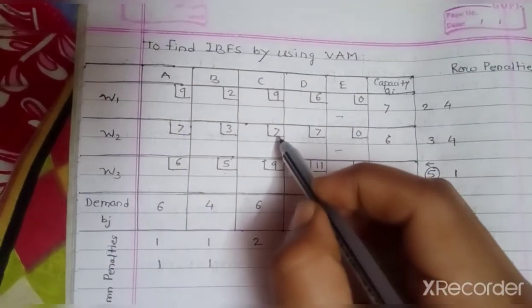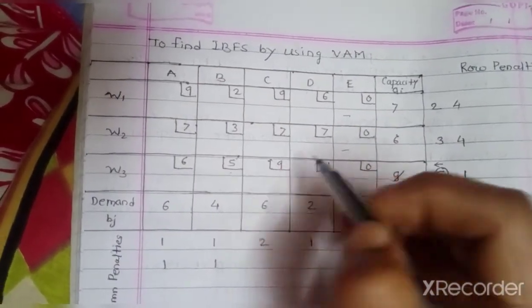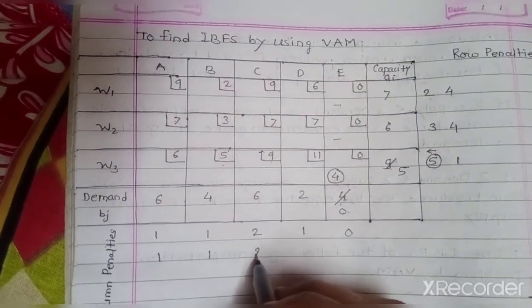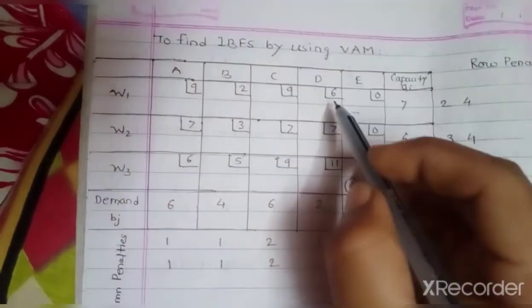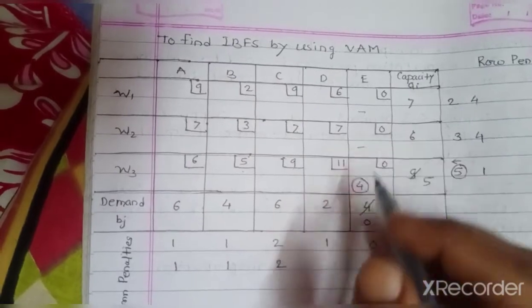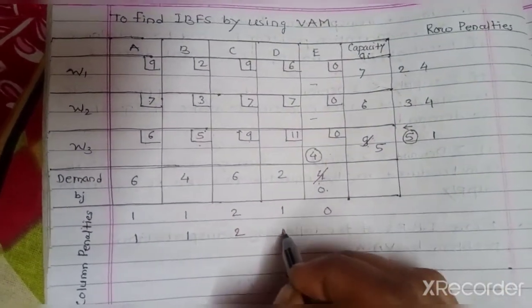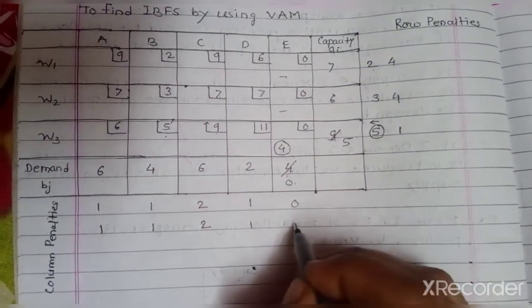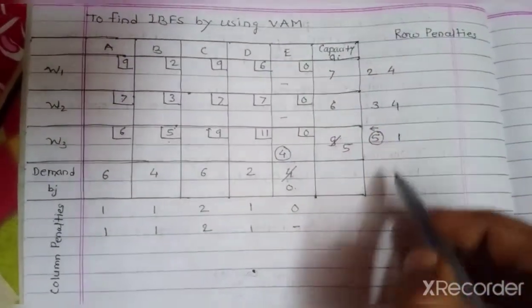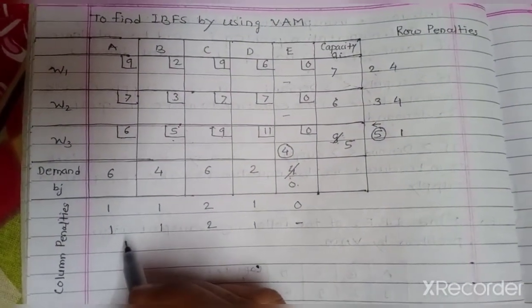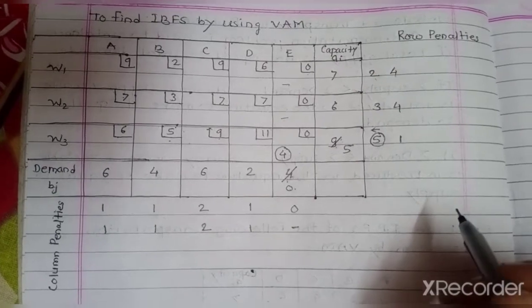Here the least cost is 7, next least cost is 9, so the difference between them is 2. And here the least cost is 6, next least cost is 7, difference between them is 1. And this becomes a dash here. Again, for the row penalties and column penalties, we have to check which one is the maximum.